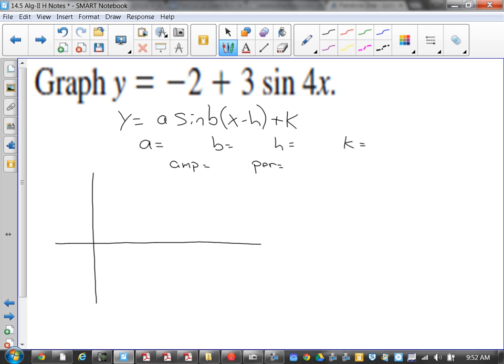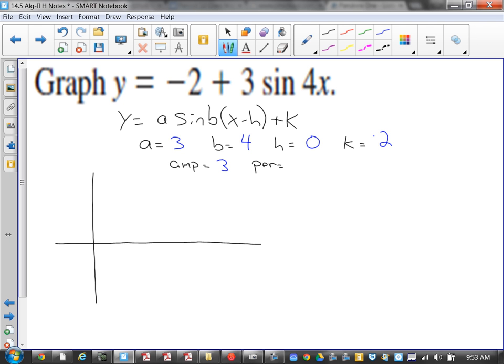So what's your A value? 3. Our A value is 3. Our B value is 4. H, K. No. What would your amplitude be then? Amplitude is how high up it goes. Yeah, that's the definition of it, but how do you find it? It's the absolute value of A.